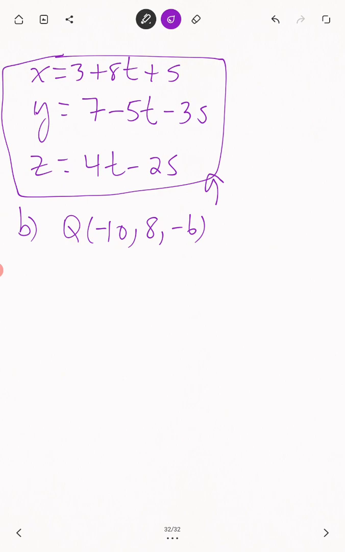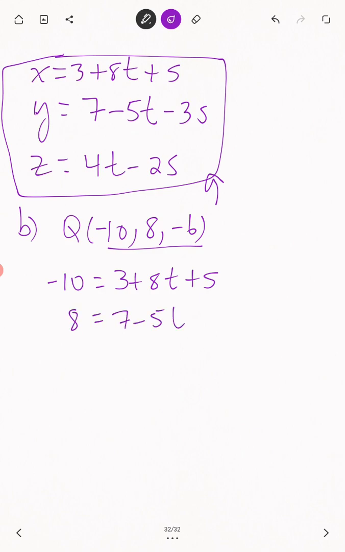So this means that I should be able to substitute in this point for x, y, and z and find parameters t and s, the same parameters t and s that will work for all three equations. Okay, so I'm going to start by subbing in negative 10 for x in the first equation, 8 for y in the second parametric equation, and negative 6 for z in the third.